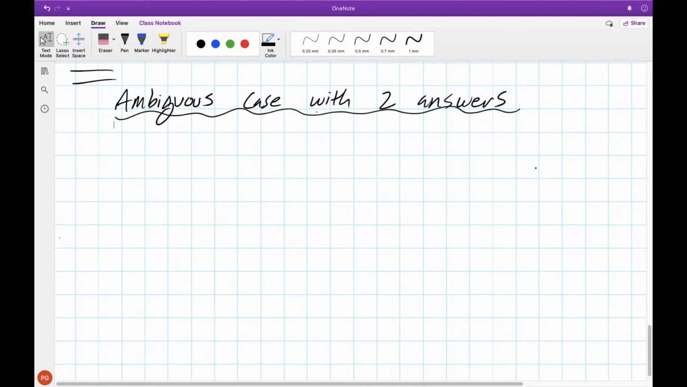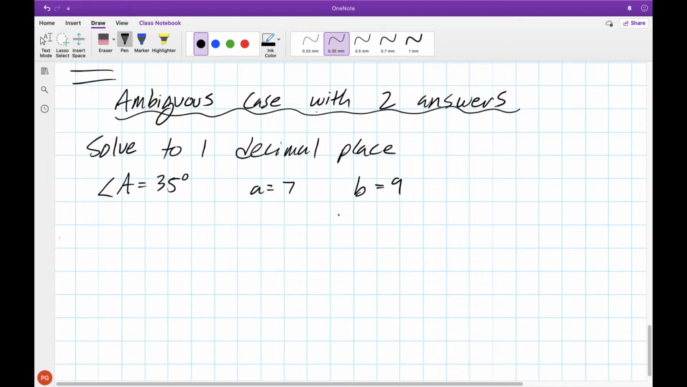This is a follow-up on our last video where we were talking about the ambiguous case for sine law. This time we're going to look at some examples that have two different answers, where the same pieces of information can actually give us two possible triangles. Just like last time, we start with one angle and two sides. I'm going to quickly sketch this out.